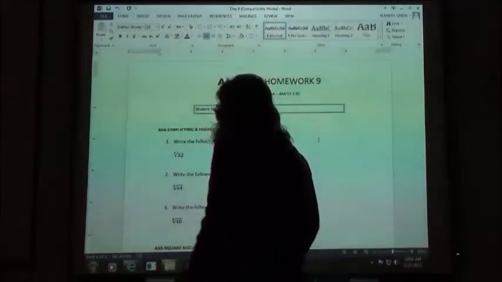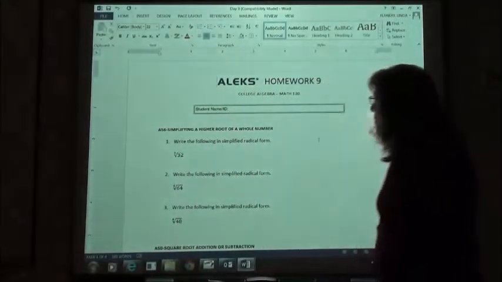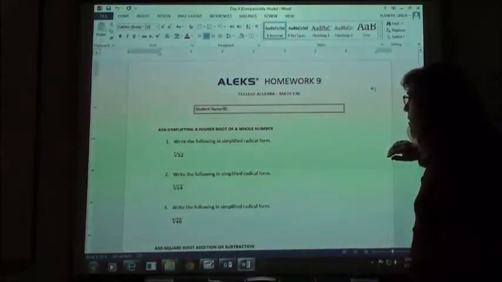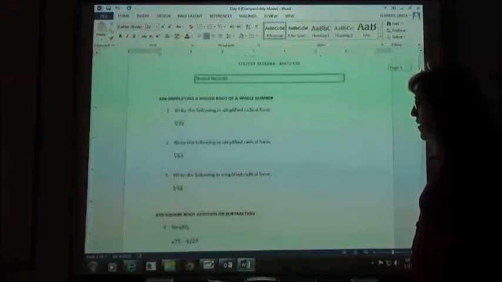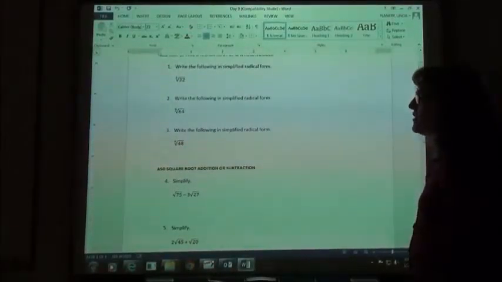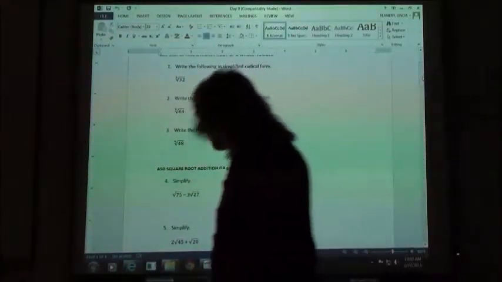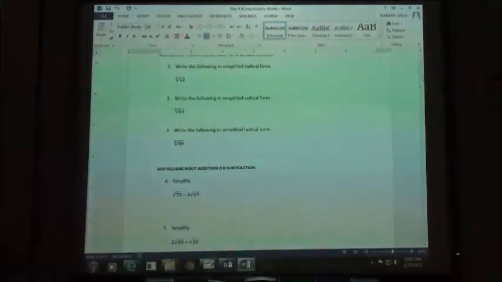All right, so homework day 9, we're going to simplify other radical expressions other than just plain square roots. They might be cube roots, they might be fifth roots, they might be fourth roots. So the first one is a cubed root.